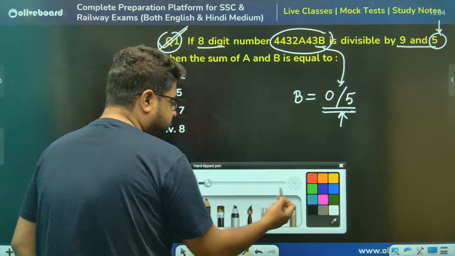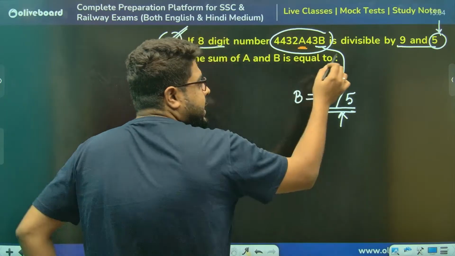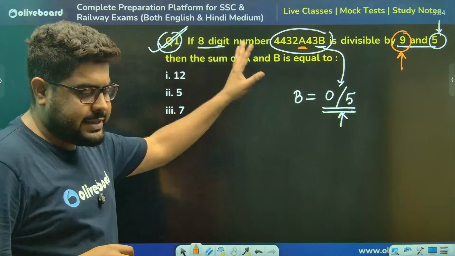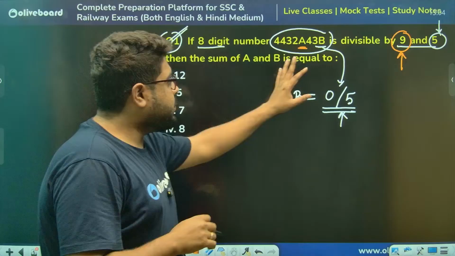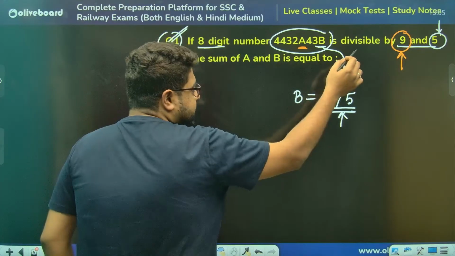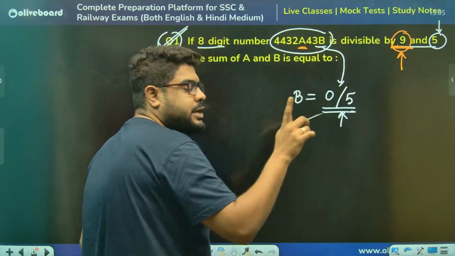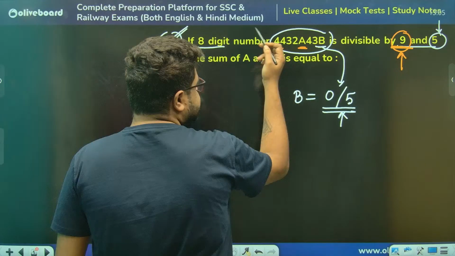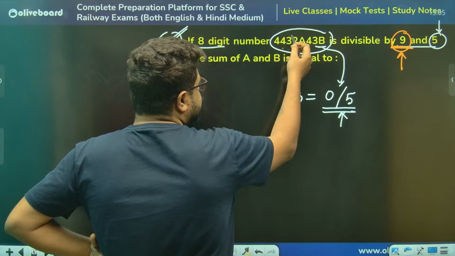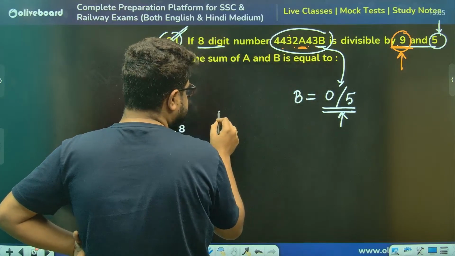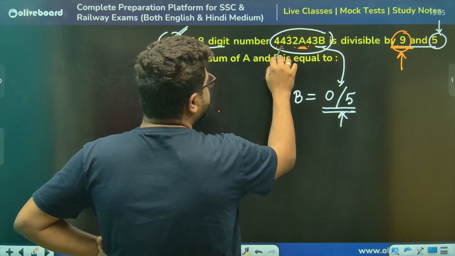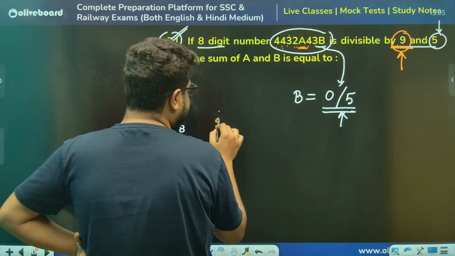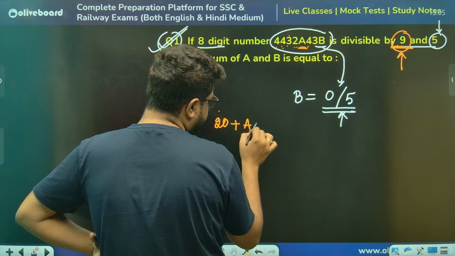Now if we move on to A, the second divisibility rule we should follow is that of 9. The divisibility rule of 3 and 9 follows the sum of the digits. So 4 plus 4 is 8, plus 2 is 10, plus 3 is 13, and this is 7, that is 20. So 20 plus A plus B.